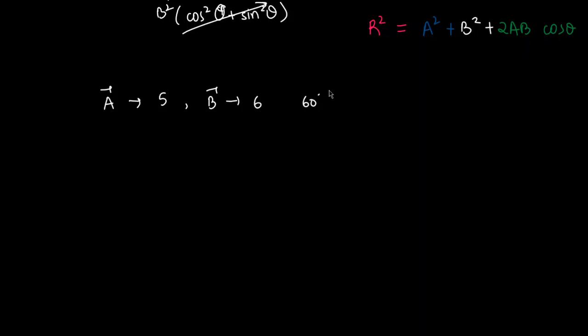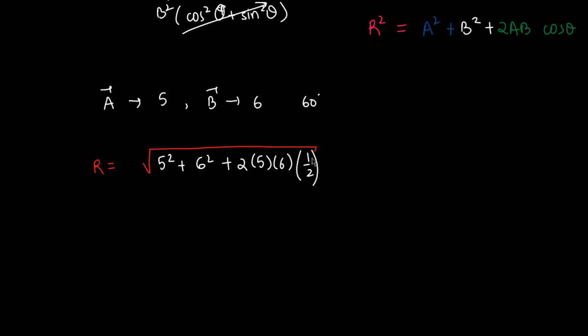What can we say about the resultant that you get by adding them? So R is equal to the square root of a squared, so 5 squared plus b squared, so 6 squared plus 2ab, so 5 times 6, times the cosine of 60. The cosine of 60 degrees is a half, so you can just do that right away. And if you solve for that, 2 cancels 2, you get the square root of 25 plus 36 plus 30, that's equal to the square root of 66 plus 25, and that's equal to the square root of 91.